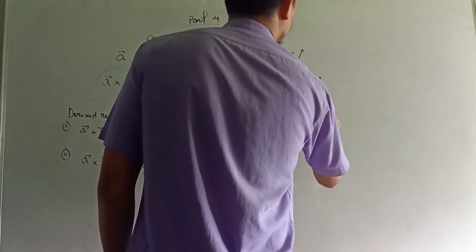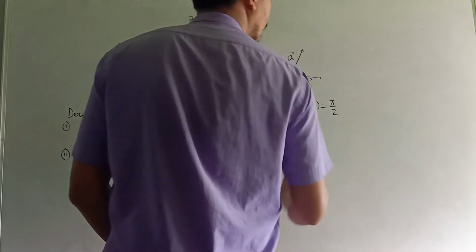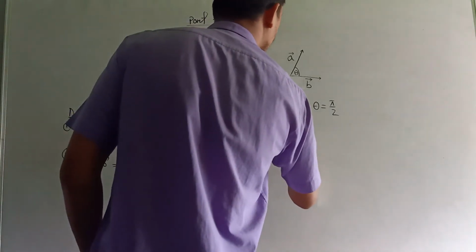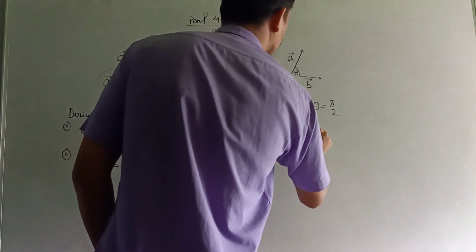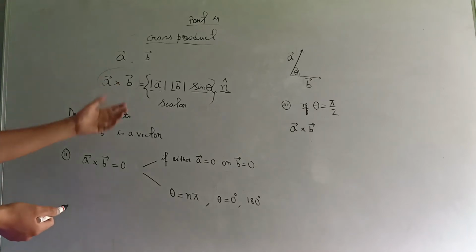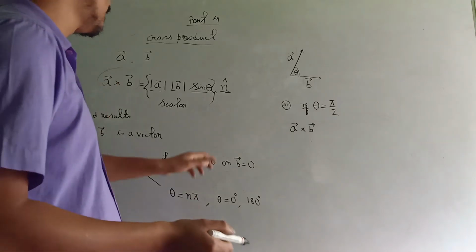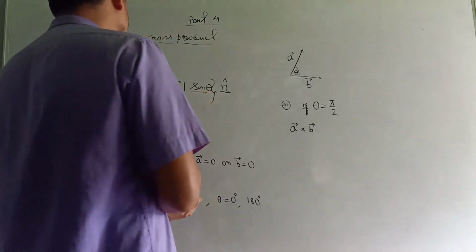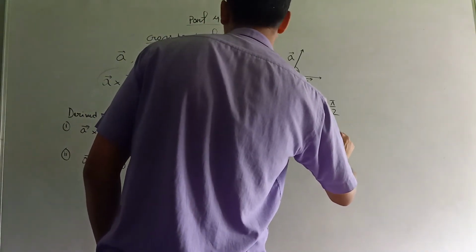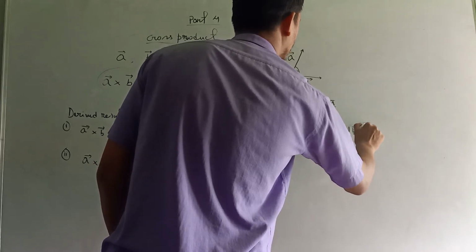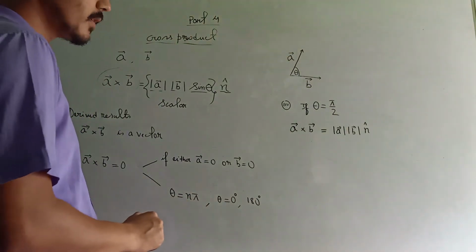The next thing, the third one: if theta is 90 degree, pi by 2, then what happens to this A cross B? What will you conclude about this A cross B? What will happen to the product? Theta is 90 degree, means sine 90 degree is 1. So your A cross B product will become magnitude of A, magnitude of B, and the unit vector. Is it okay? Yes.